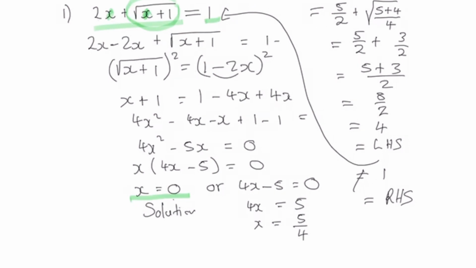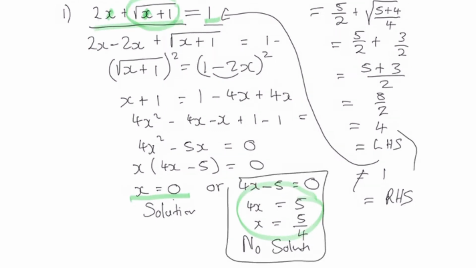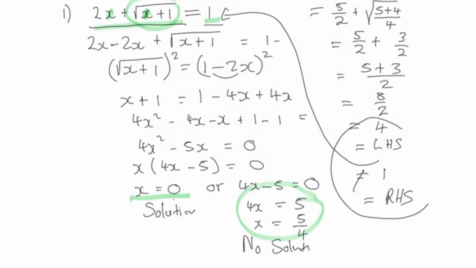And that means 4. There's no way 4 will be equal to 1. That is why we are rejecting this solution. This one here is not a solution. We just say no solution. Okay, we reject this solution because of this proof, because of that proof there, because of this proof right here.